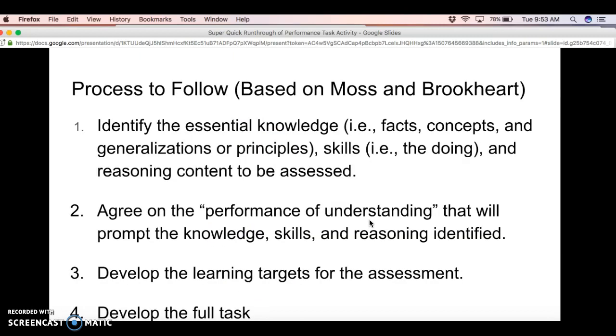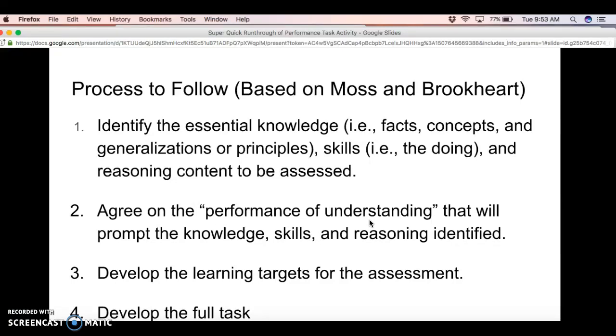So according to Moss and Brookhart, or at least I modified it, this is the way we use learning targets as a way to do the backwards design. We start first by just naming what it is that students must know and be able to do. And in this case, there's three pieces. That's the knowledge, the skills, and the reasoning.